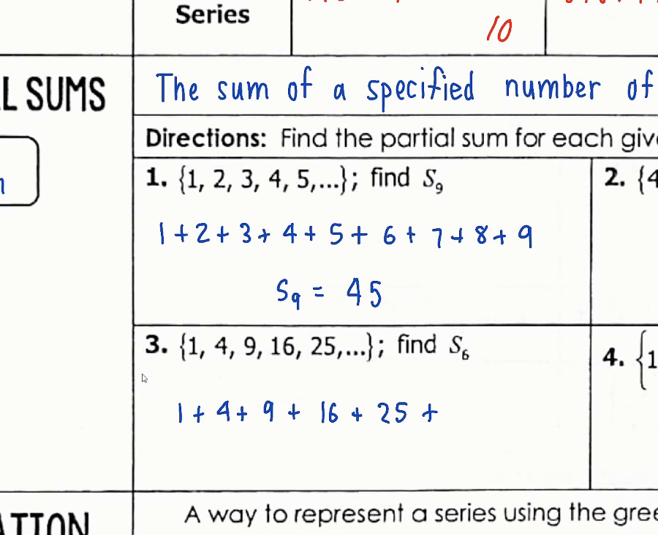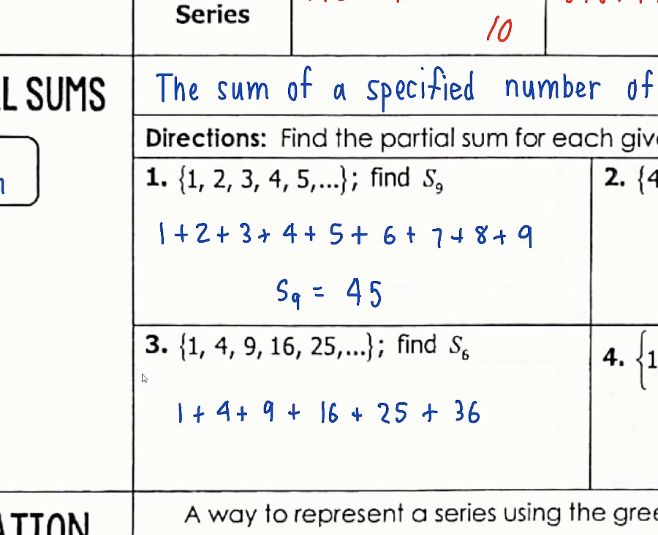They're perfect squares, right? Look, isn't that the first term? Well, what's 1 squared? 1. Isn't that the second term? What's 2 squared? 3 squared, 4 squared, 5 squared. So what do you think the 6th term will be? And what is 6 squared? 36. So now I can add all these up.